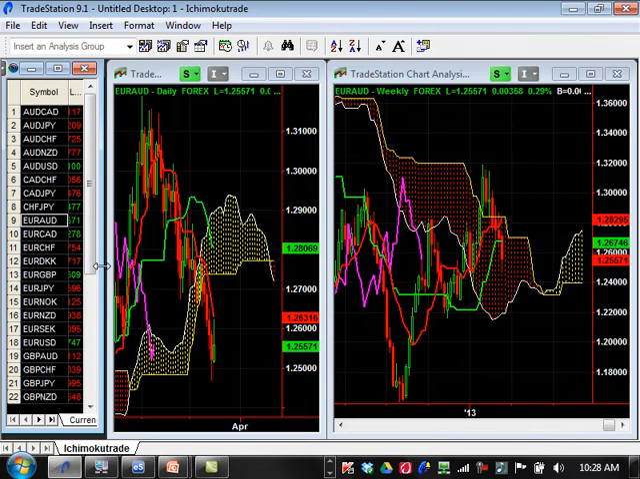Euro Australian, here. It had a chance here to go up. It still hasn't done that. This thing's broken down here. This thing probably will break down now.